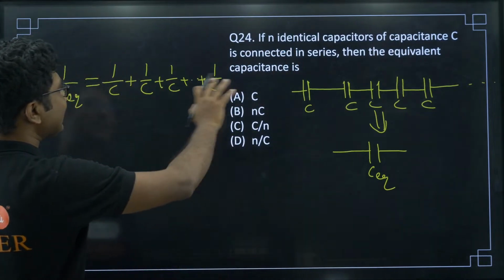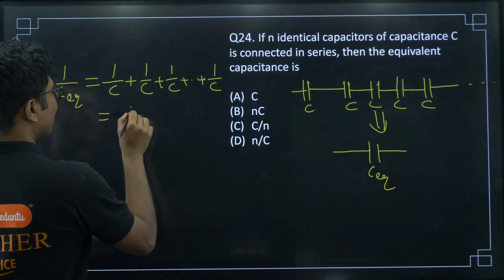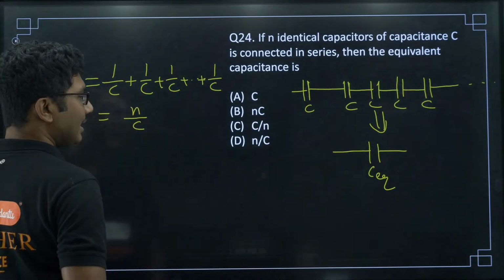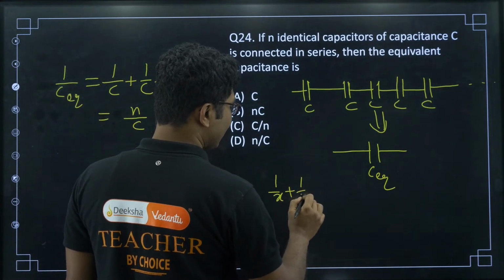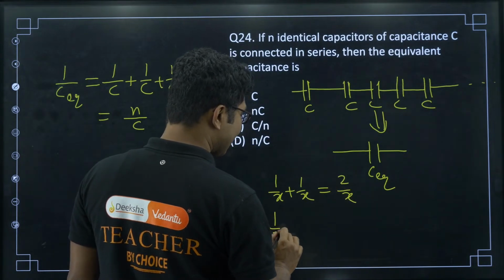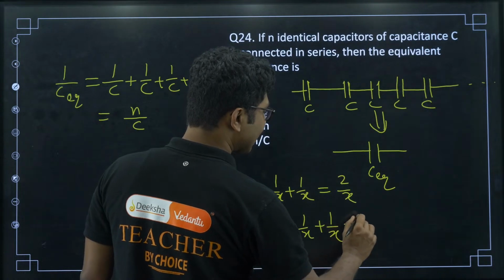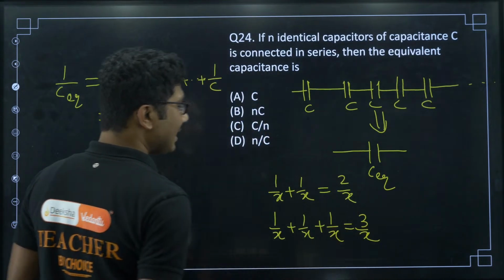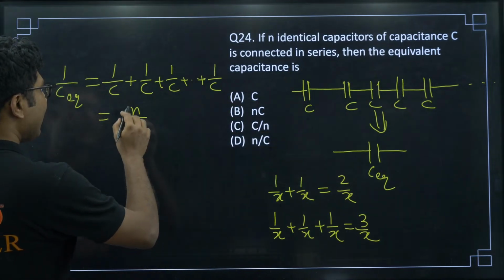So, how many 1 by C's are here? N number of 1 by C's are here. So, total addition will be n by C. For example, if you add 1 by x plus 1 by x 2 times, what is the value? 2 by x. If you add 1 by x plus 1 by x plus 1 by x 3 times, what is the answer? 3 by x, right. Similarly, if you add same numbers n number of times, you get n by C.